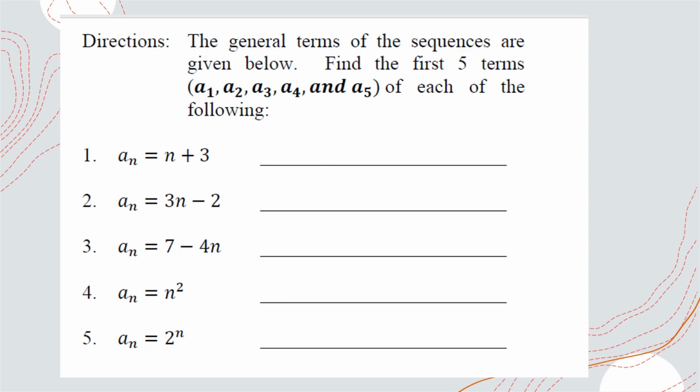So, let's try. If the value of n is 1, so that will give us 1 plus 3. Correct? So, ang first term natin is 1 plus 3. So, therefore, ang first term natin is 4. If you make use of 2 as the value of n, so that will give 2 plus 3.